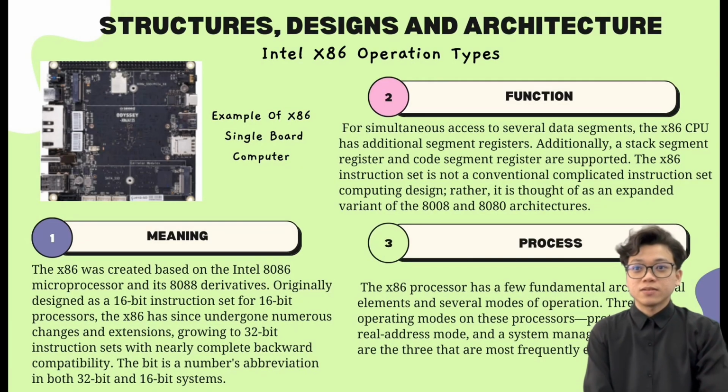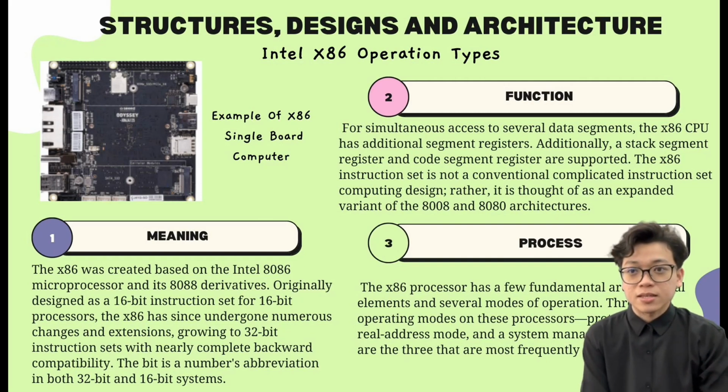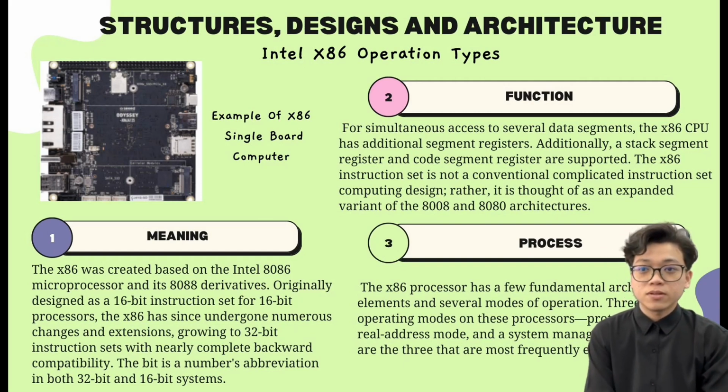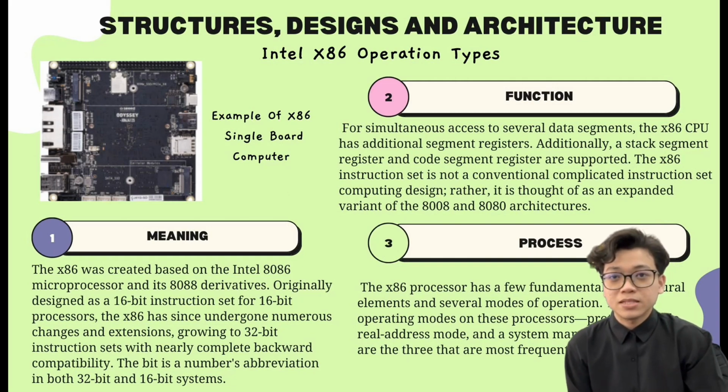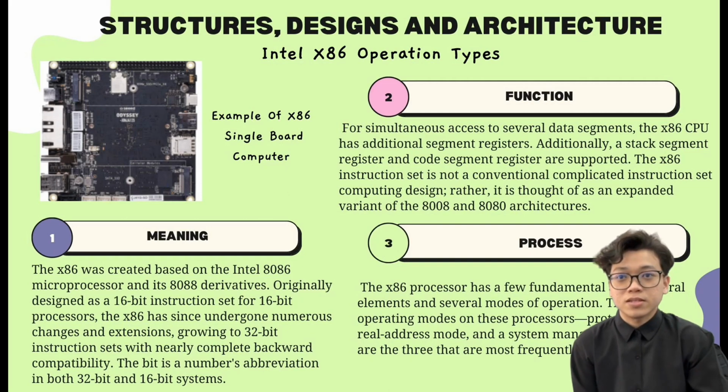The X86 was created based on the Intel 8086 microprocessor and its 8088 derivatives, originally designed as a 16-bit instruction set for 16-bit processors. The X86 has since undergone numerous changes and extensions, growing to a 32-bit instruction set with nearly complete backward compatibility. The bit is a number abbreviation in both 32-bit and 16-bit systems. For simultaneous access to several data segments, the X86 CPU additionally has segment registers. Additionally, a stack segment register and code segment register are supported.